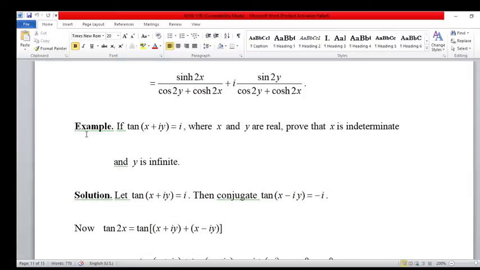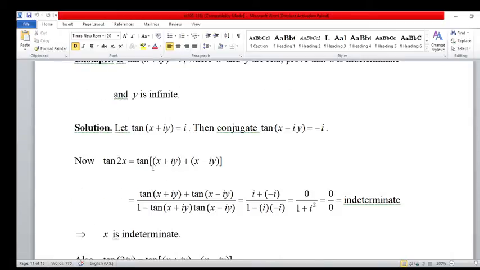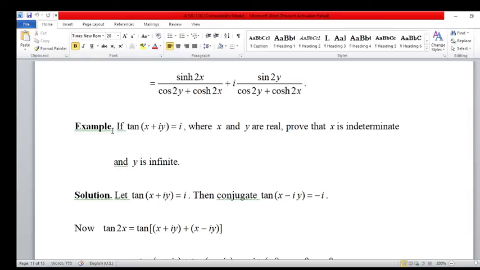Again, next example: if tan of x plus iy is equal to i, where x and y are real, then prove that x is indeterminate and y is infinite. This example is for the purpose of objective type questions.